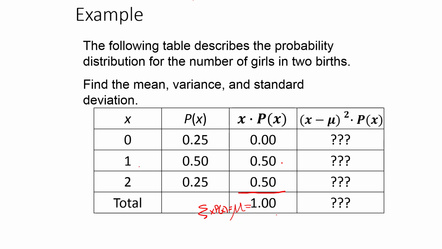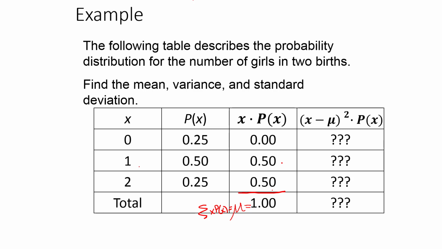That kind of sounds reasonable, doesn't it? Out of 2 births, on average, to get 1 girl, because it balances out, right? You've got the cases where you get 1 girl, and then you've got the cases where you get no girls, but that's balanced by the cases where you get 2. So it averages out to 1 girl per family.